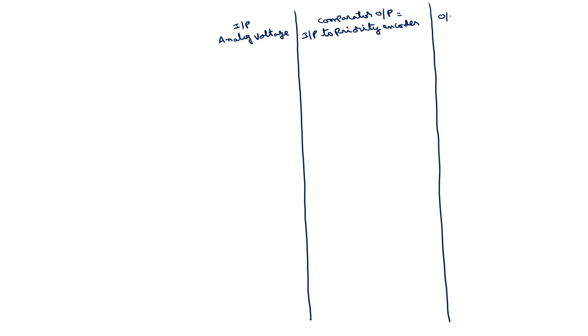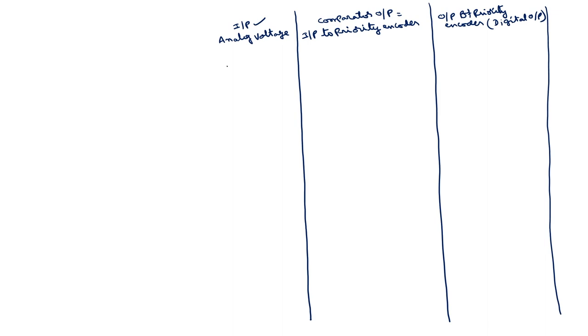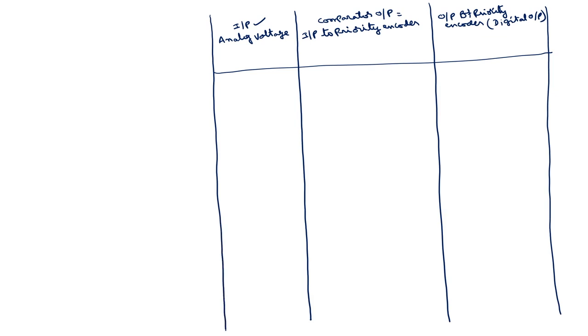Output of priority encoder, this also will be the digital output. This is analog input and this is corresponding digital output. This is VA, the analog voltage which is to be converted into digital. This is D2, D1, D0, the corresponding digital outputs with D2 as MSB, D0 as LSB.